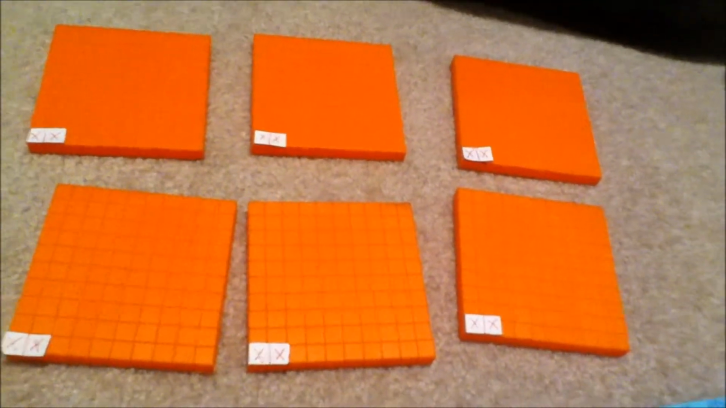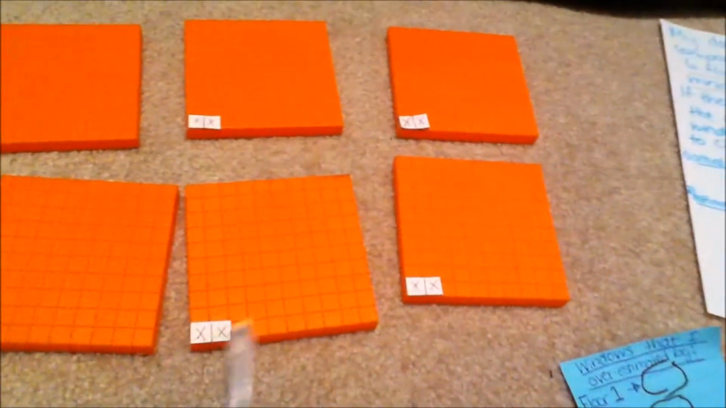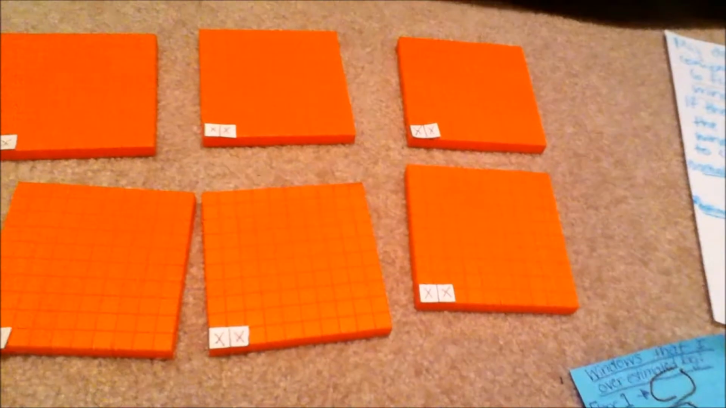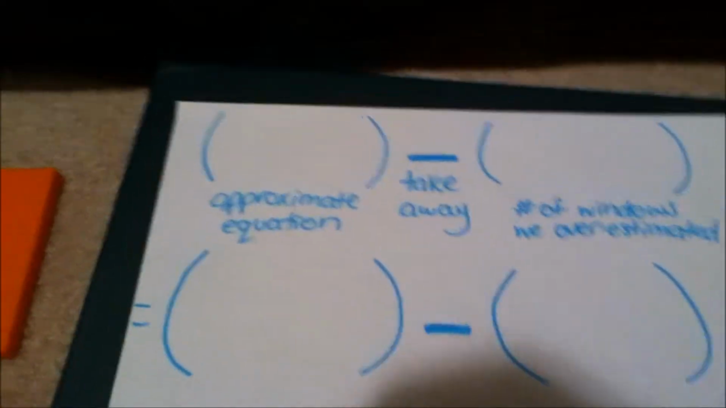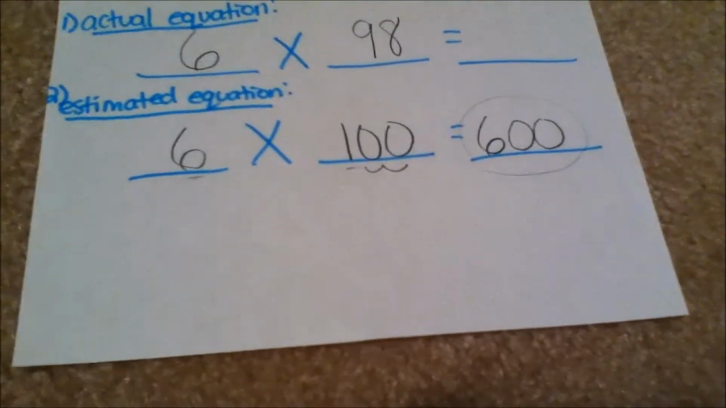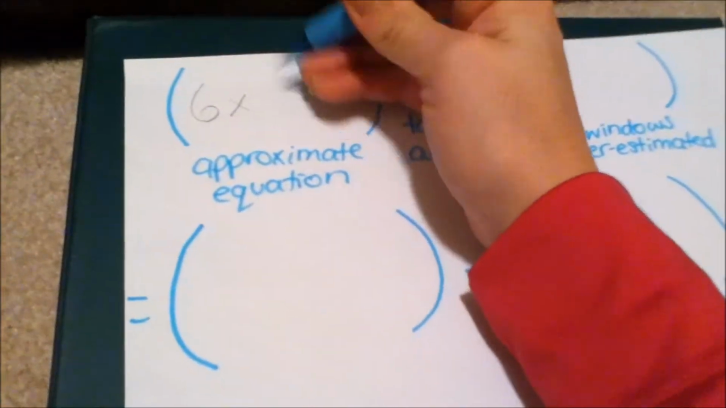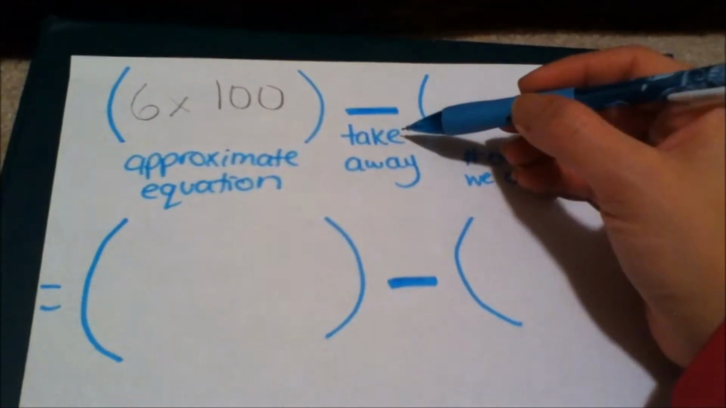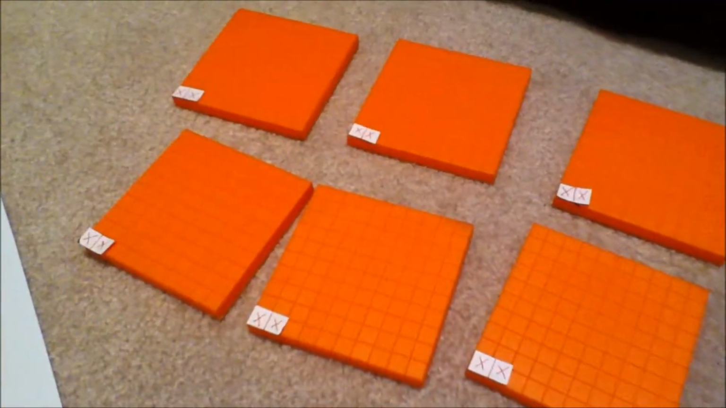I will write my estimated question and then take away how many blocks I have overestimated by, which are the little white blocks with the X's here. I'm going to put my equations inside of brackets to keep them separated, which I will show you next. So my approximate equation, as we already saw, was 6 floors times about 100 windows on each floor. Then what we'll do is we will take away the number of windows that we overestimated by, which would be the little white squares on those arrays.